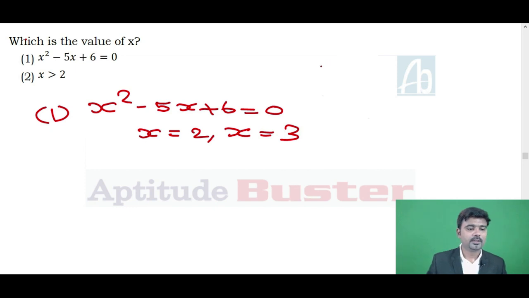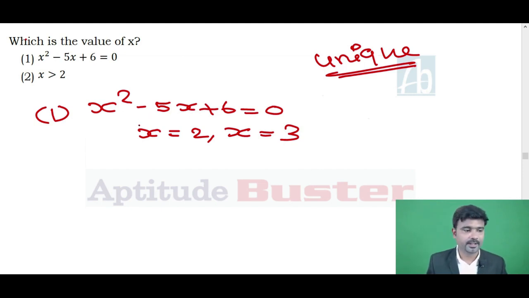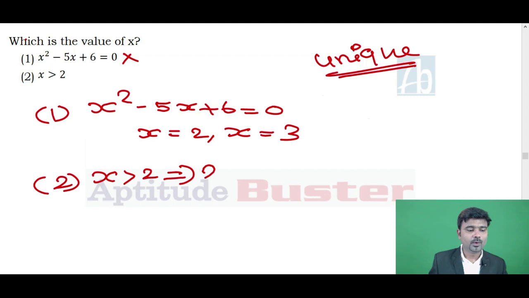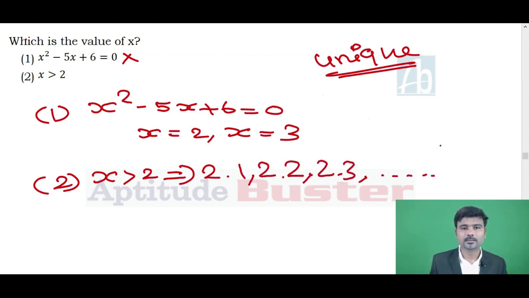Is it sufficient? The word unique you need to remember. It's not sufficient. Okay, the first statement is not sufficient to say the unique value of x. Read the second statement alone. Please try to understand. Read the second statement alone. The x value is greater than 2. X value greater than 2 means 2.1, 2.2, 2.3, 2.4, right? Even integer or fraction also possible, right? Using the second statement alone, can you find out the value of x? Second statement alone is not sufficient.